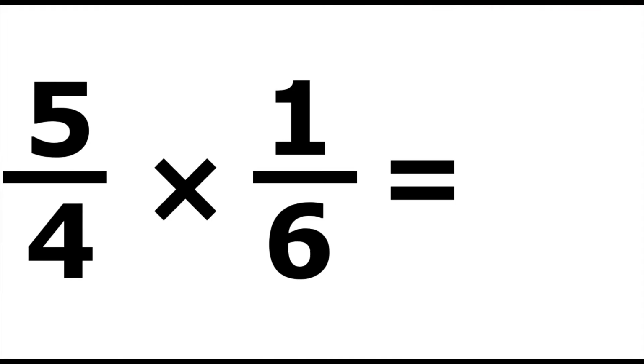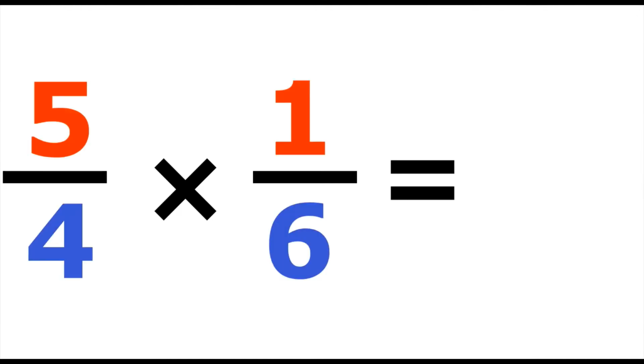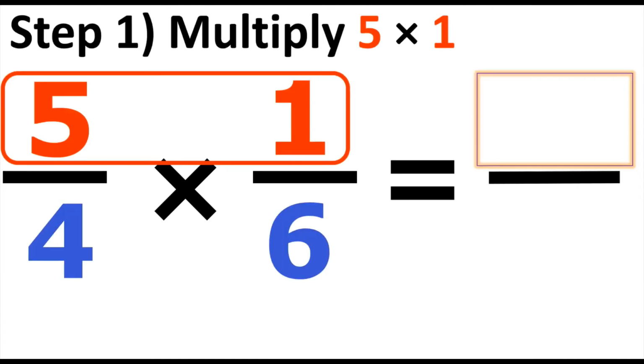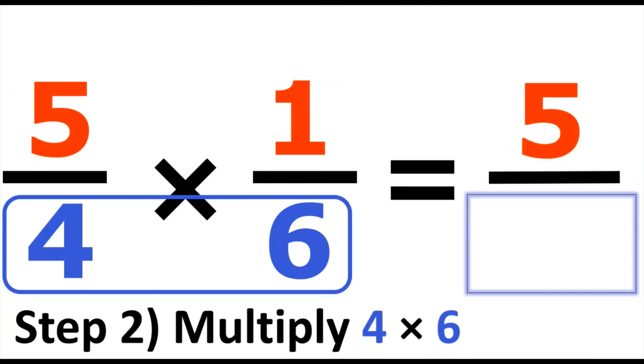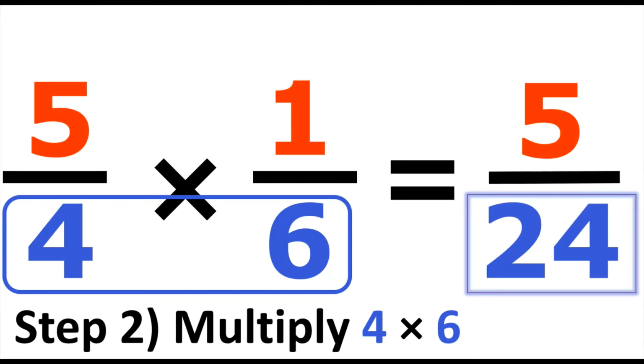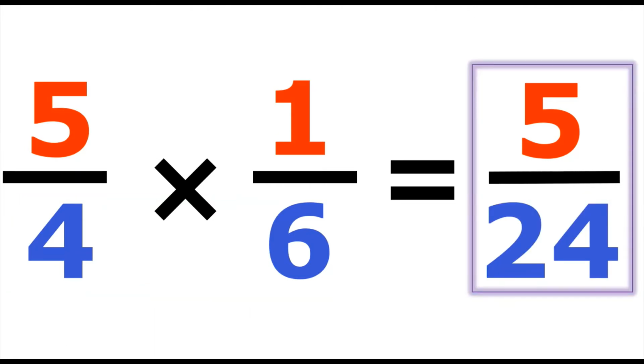Number 8. We have 5 over 4 times 1 over 6. Looking at the numerators, 5 times 1 is equal to 5. Looking at the denominators of 4 and 6, we multiply them together. 4 times 6 is equal to 24. So the answer is 5 over 24.